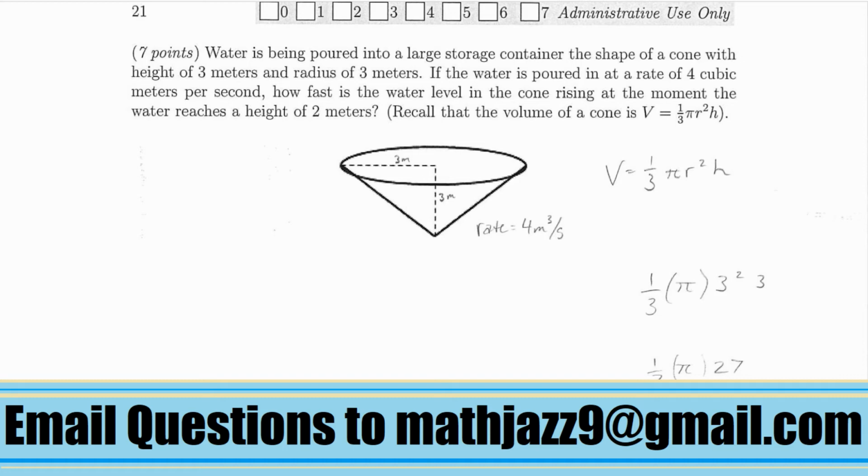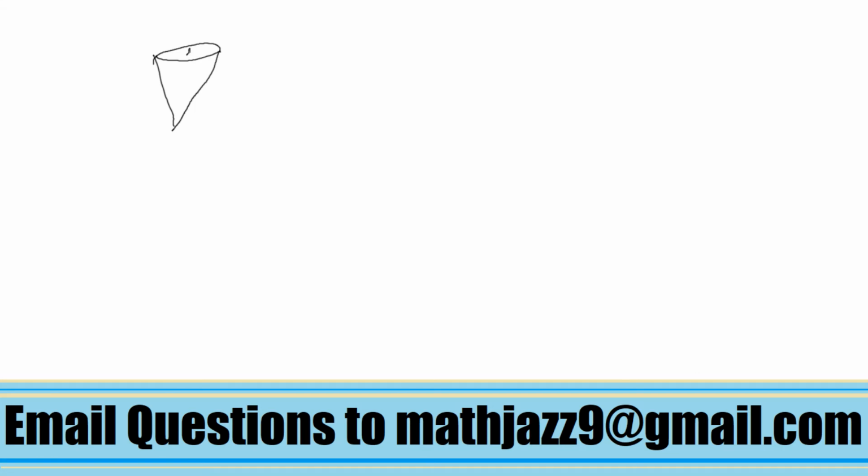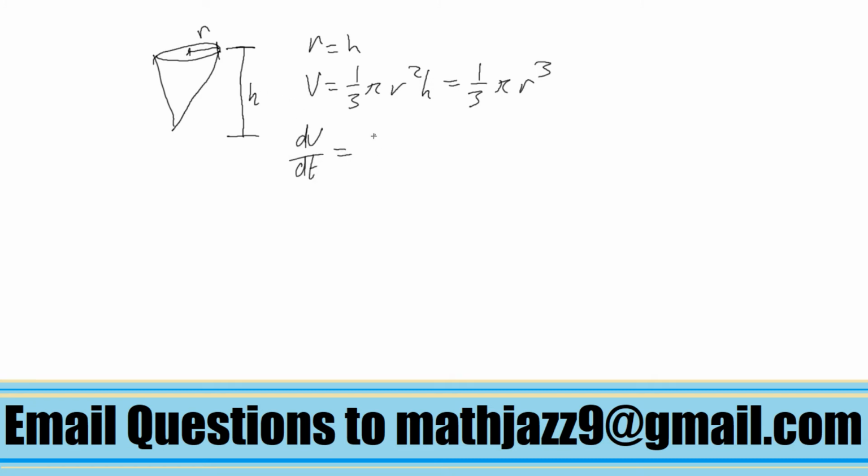So what we know is here is our cone. This is r. This is h. We know that r equals h, so that means that V equals 1/3 pi r squared h is equal to 1/3 pi r cubed for this particular cone. That gives us dV/dt equals pi r squared dr/dt. We know that dV/dt, we're told, is 4 cubic meters per second flowing in. We have pi.